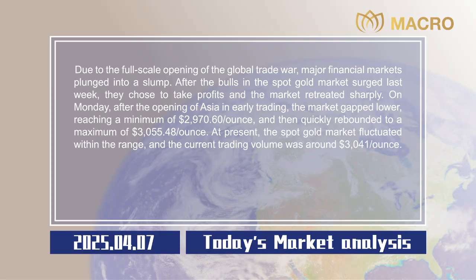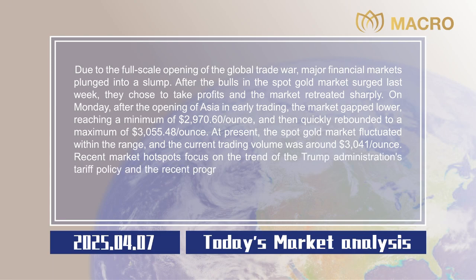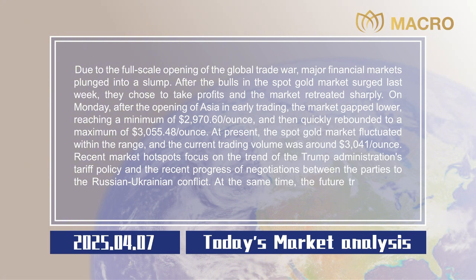At present, the spot gold market fluctuated within the range, and the current trading volume was around $3,041 per ounce. Recent market hotspots focus on the trend of the Trump administration's tariff policy and the recent progress of negotiations between the parties to the Russian-Ukrainian conflict. At the same time, the future trend of the Federal Reserve's monetary policy will also affect the market trend.